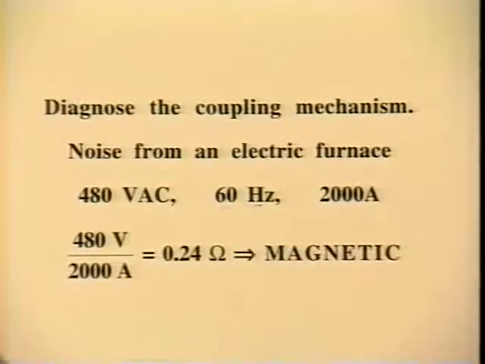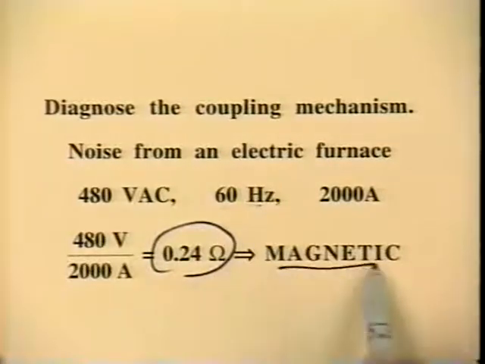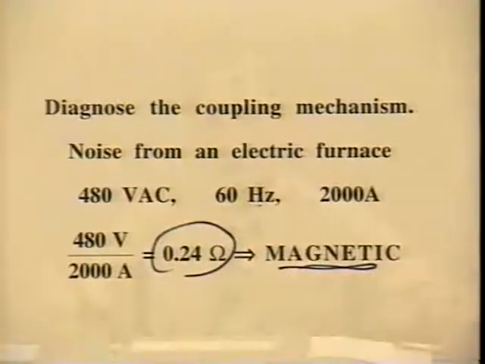So we don't have to use the derivative anymore. Now we can just use the ratio of voltage to current. We do that. The ohms number is a fraction of an ohm, much less than 377 ohms. Therefore, a very strong indication that this is a magnetic field problem. And that's exactly what it was.